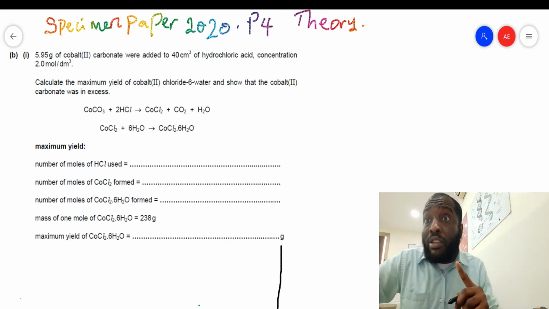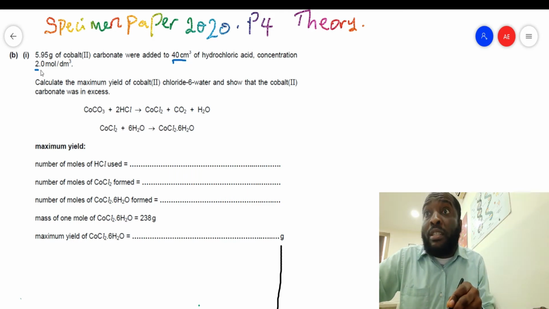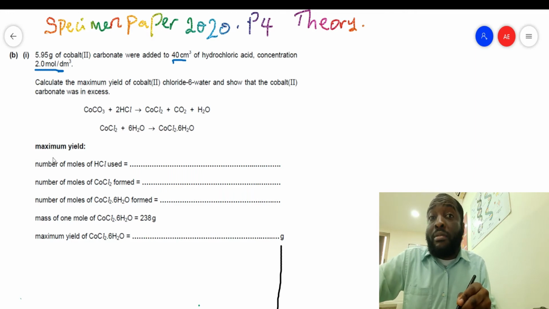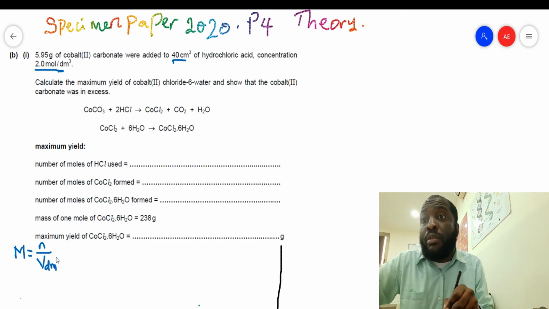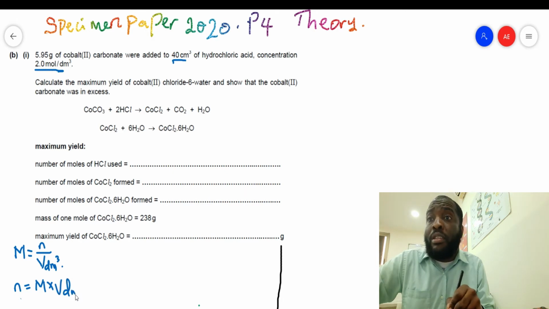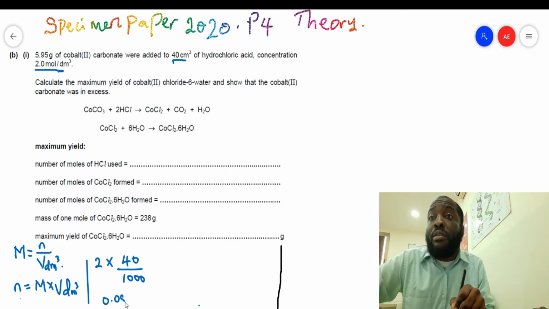But first, what is the number of moles of your hydrochloric acid? We have the volume of the acid as well as the molarity. We know that the molarity is equal to the number of moles divided by the volume in dm³. So the moles will be equal to the molarity multiplied by the volume in dm³, which is 2 multiplied by 40 converted from cm³ by dividing by 1,000. And that gives you 0.08 moles.